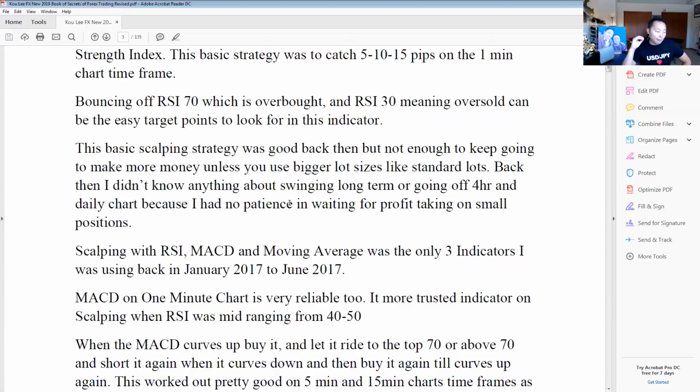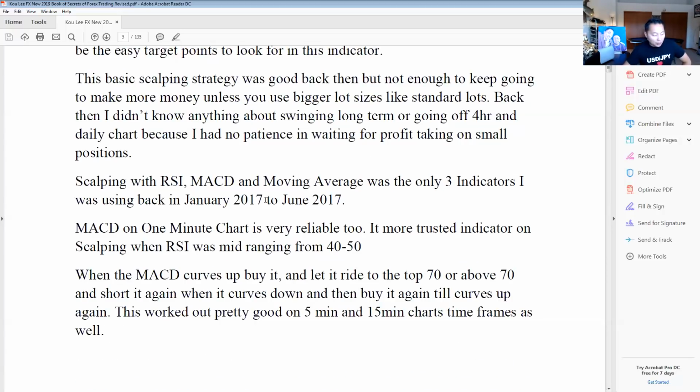And so with the RSI, you're bouncing off 70 and 30. 70 is an indication that it's overbought, then you would sell it, and if it hits 30, then you would buy it, because it's going to bounce off at 30. Now, does that mean it's going to happen all the time? No. You have to understand that you should not rely on the RSI all the time.